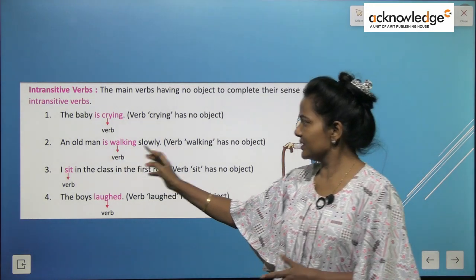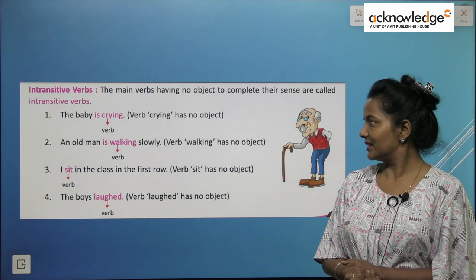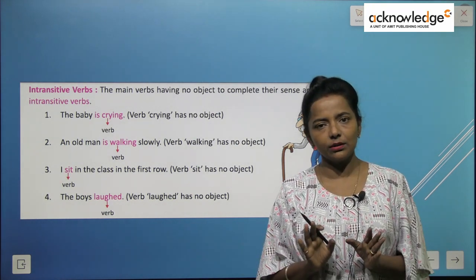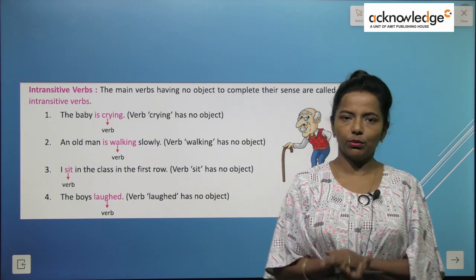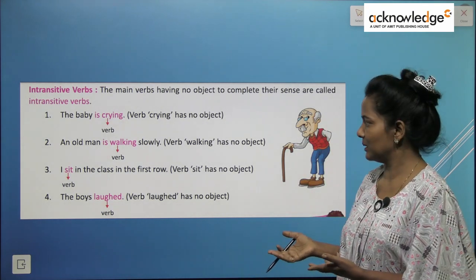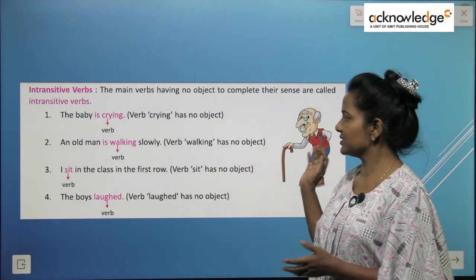An old man is walking slowly. Now, is walking, the old man is walking slowly. कैसे walk कर रहा है? Slowly walk कर रहा है. ये भी intransitive हो गया. इसमें हमें कुछ ऐड नहीं करना पड़ा. The verb walking has no object.